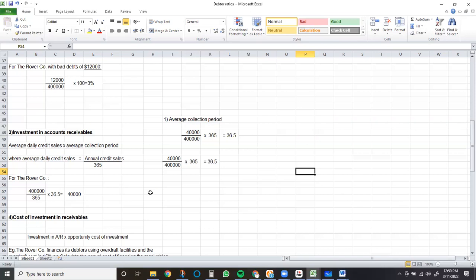Now, this is the investment in receivables. So you can write it like this: 400,000 over 365 times 36.5 days. Or you will put it as 36.5 over 365 times 400,000, same thing. And the way in which it's written here is probably the better way to do it.